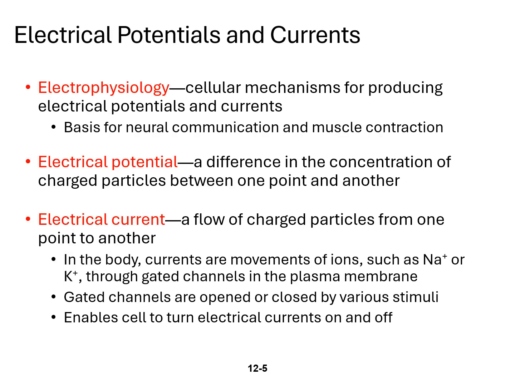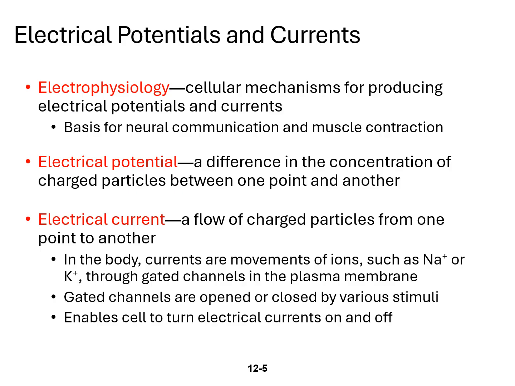So electrophysiology is the cellular mechanism for producing electrical potentials and currents. The electrical potential is the difference in concentration of charged particles between one point and another. An electrical current is the flow of charged particles from one point to another. What you need to know: sodium, potassium. Sodium and potassium are either going to flow into a cell or out of the cell. Your job with this lecture is to figure out, is it the sodium that goes in or is it the potassium that goes in? And think about it.